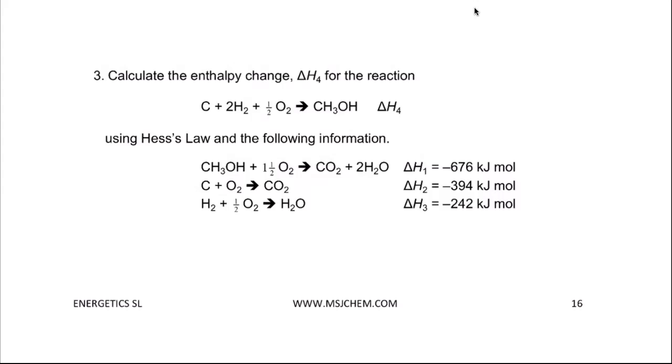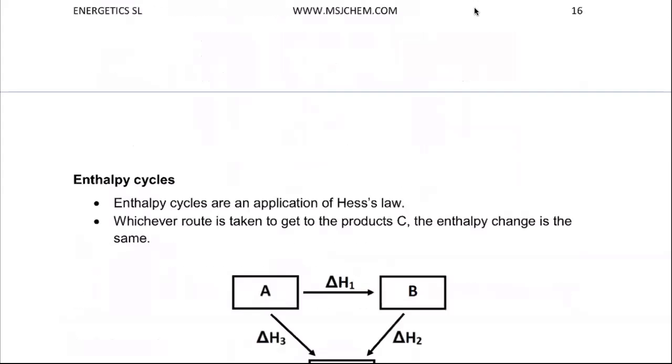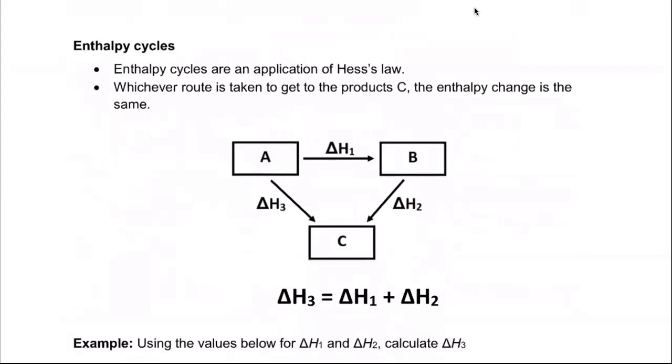The other way you might see it presented, and you're not really doing an exercise on this one because it's pretty easy to understand, is instead of having those presented to you with all the different equations, it could be more visual. So they could show you this, and this is called an enthalpy cycle because it's kind of circular, cyclical. This is just a different application of Hess's law. It says whichever route is taken to get to product C, the enthalpy change is the same.